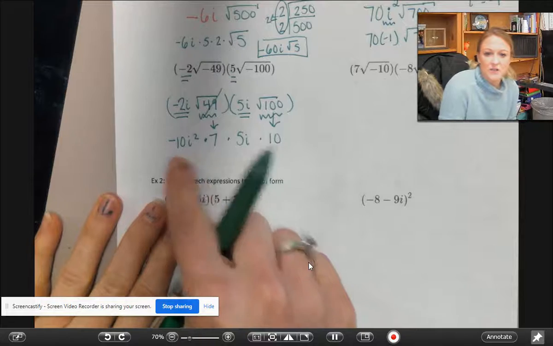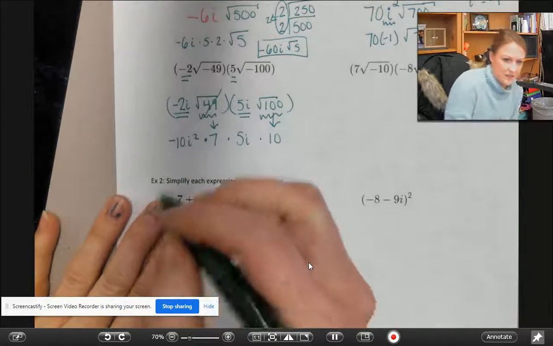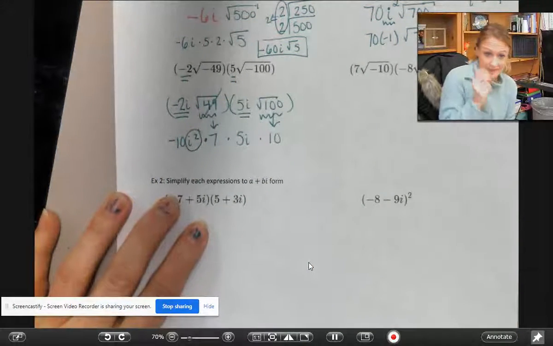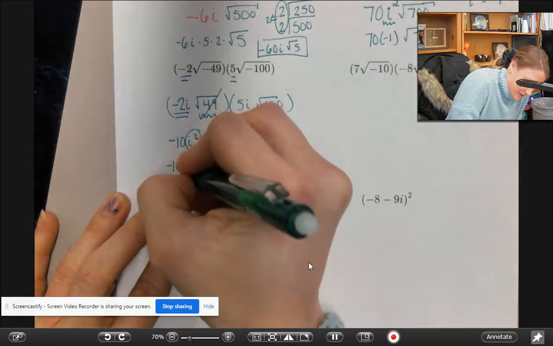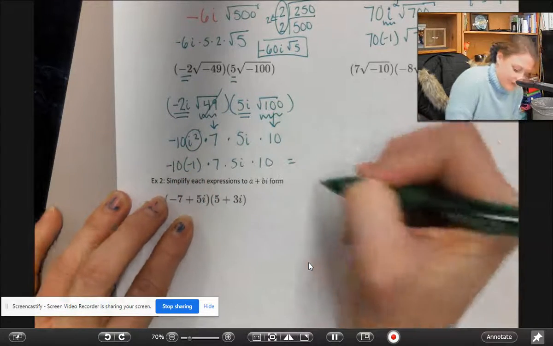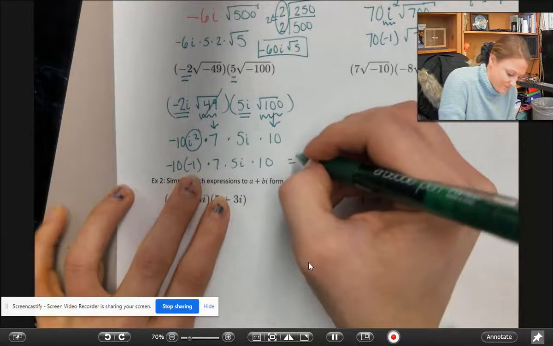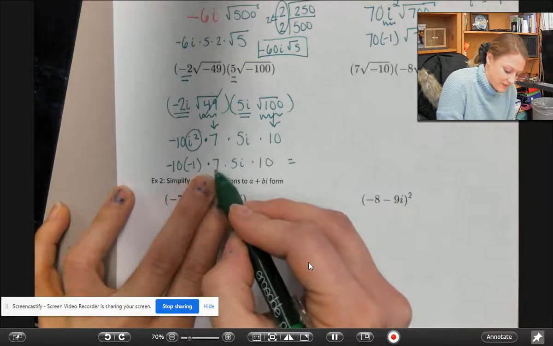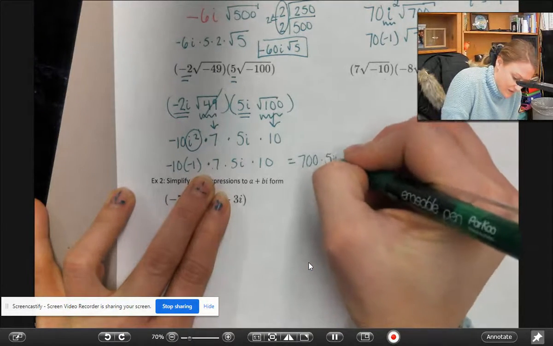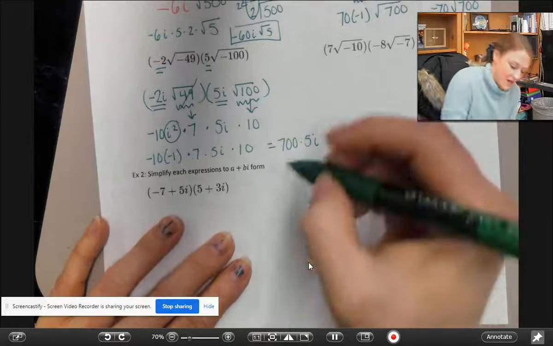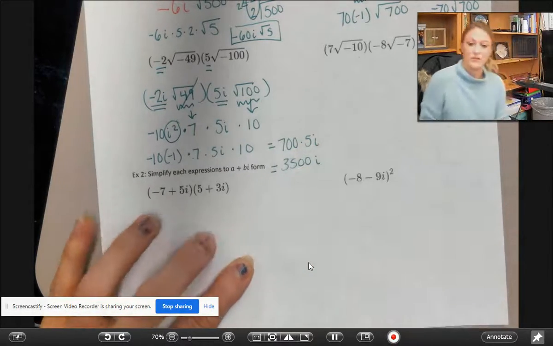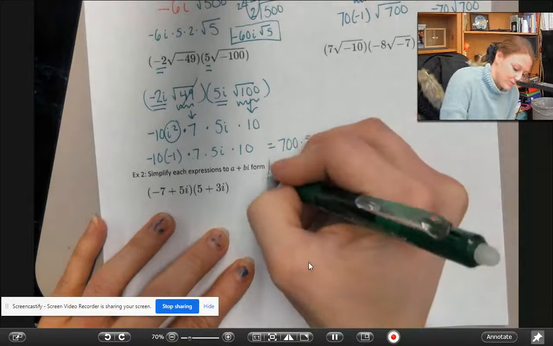Okay, so anyways, so negative 10i squared and a 5i, that's going to be, well, what's i squared? That's negative 1, right? So negative 10 times negative 1 times 7 times 5i times 10. And that would be negative 10 times negative 1, which is 10. 10 times 7 is 70. 70 times 10 is 700. Okay. And now I have 700 times 5i. 7 times 5 is 35. Keep the 2 zeros. And we get 3,500i. Phew!